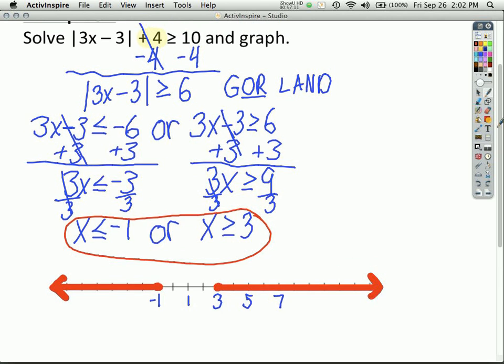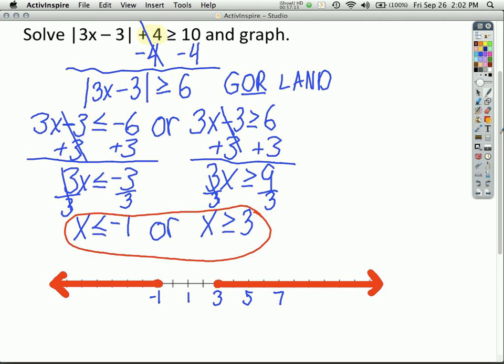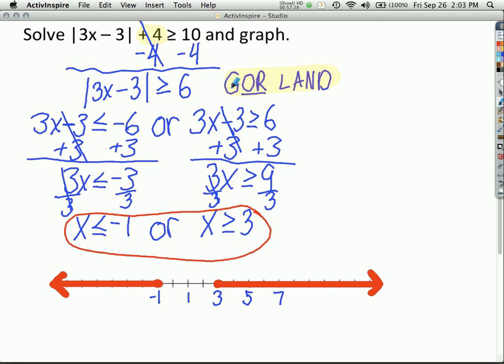So that is a lot of work. If you look at the whole thing together, we had quite a few steps, quite a few different parts. I mean, first we had to isolate the absolute value. Then we had to use Gourland to convert this to this. Then we had to solve this, which in essence was solving two different ones, put it together, and then graph it. A lot of different parts and a lot of work. Anyone have any comments or questions? Any concerns?